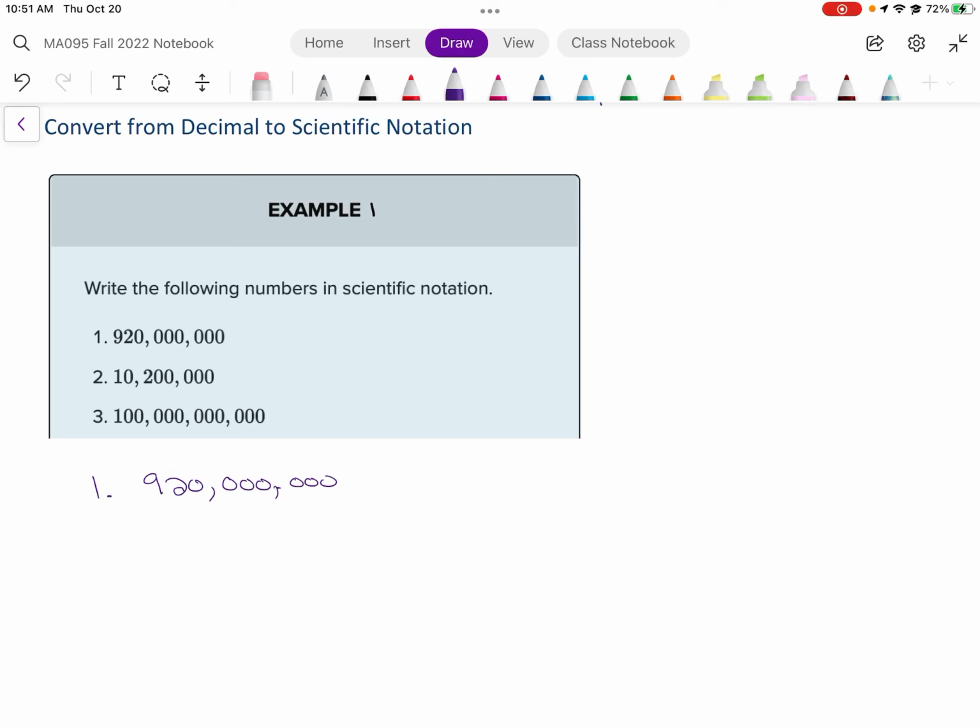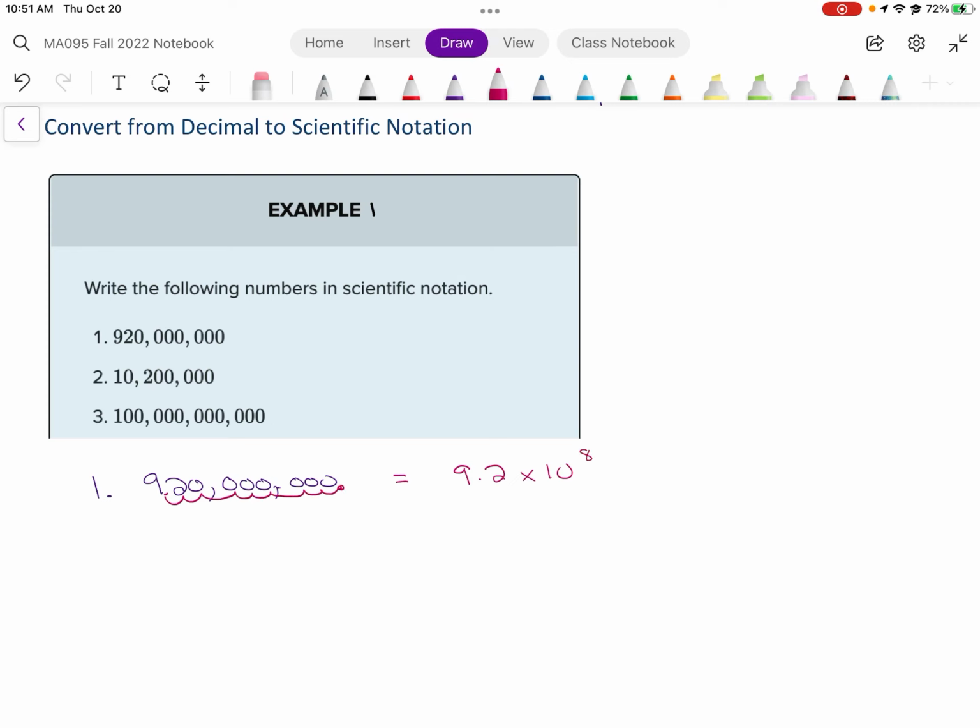All right, so this is a very large number. So we're going to have times 10 to the and a positive exponent. So let's count how many places we would take to get to a number between 1 and 9.9999999, right? So we'd have to get to here, 9.2. Okay, so this is going to equal 9.2 times 10 to the something. All right, well, let's see what that something is. 1, 2, 3, 4, 5, 6, 7, 8.